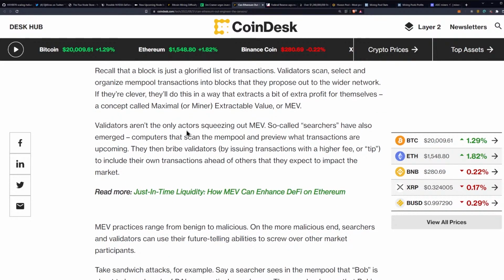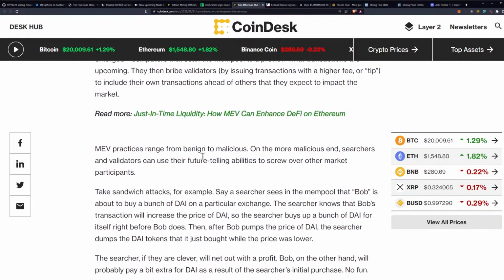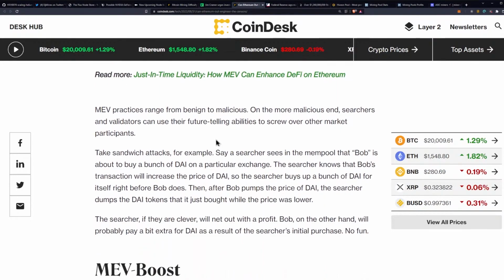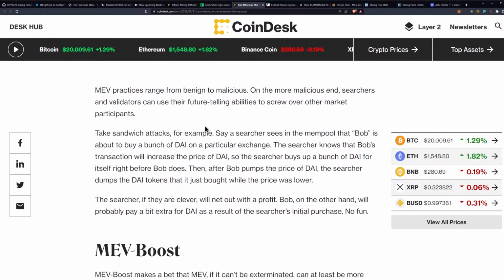Validators aren't the only actors squeezing out MEV. So-called searchers have also emerged, computers that scan the mempool and preview what transactions are upcoming. They then bribe validators by issuing transactions with a higher fee or tip to include their own transactions ahead of others that they expect to impact the market. MEV practices range from benign to malicious.